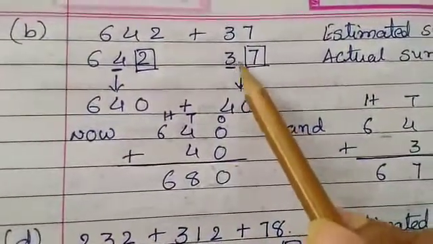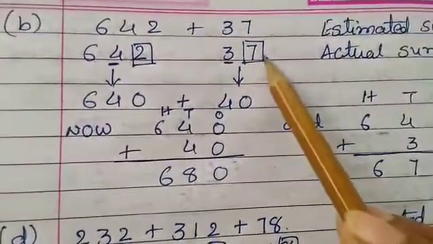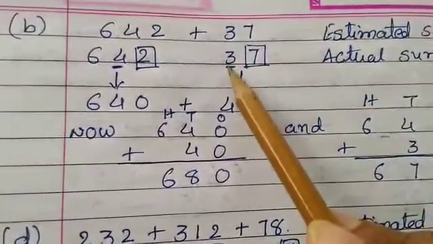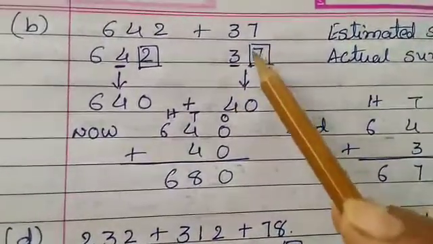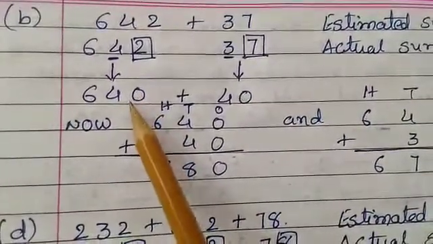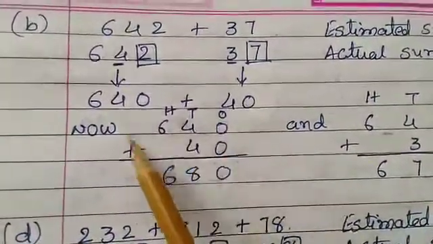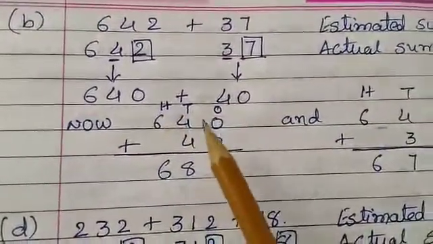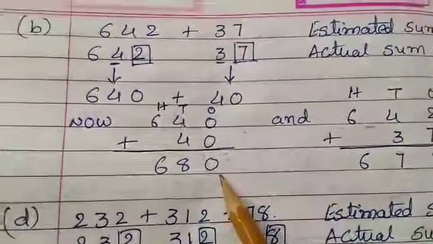In the same way, for 37, the tens place digit 3 will be underlined. The ones place digit will be observed, which is more than 5. Then the digit in the tens place will increase by 1, means 3 plus 1 is equal to 4, and the rest of the digits will be 0. So now we have two new estimated numbers, which are 640 plus 40. Simply we will add both the numbers like this: ones, tens and hundreds. We will arrange the numbers below, and our answer is 680, right?